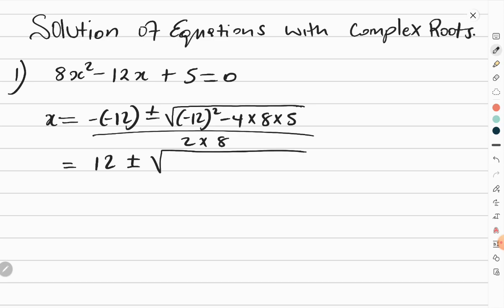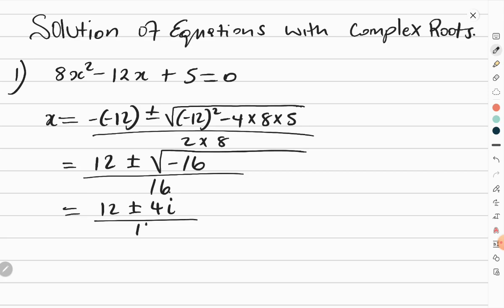Under the square root we can just press our calculator to see that we have negative 12 squared, then minus 4 times 8 times 5. That's going to be just negative 16. Then all divided by 8 times 2, which is just 16. So basically we have 12 plus or minus the square root of negative 16, which is 4i, all divided by 16.